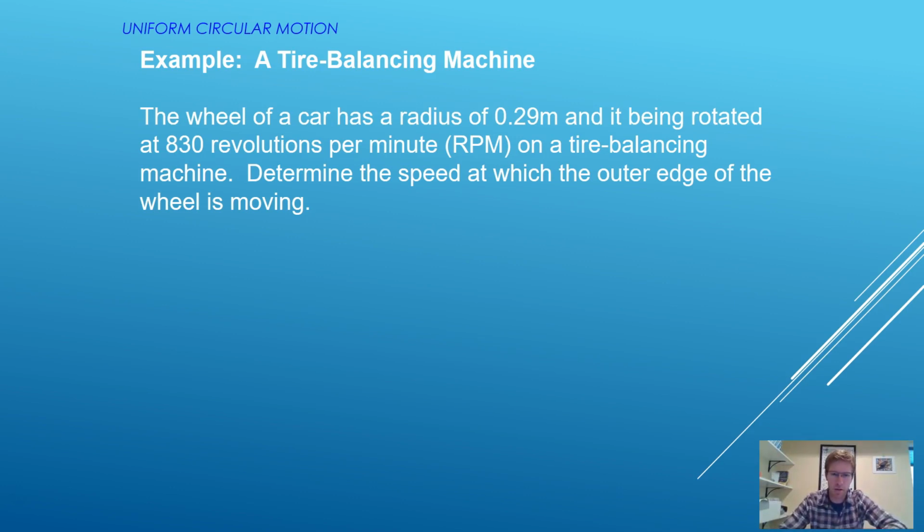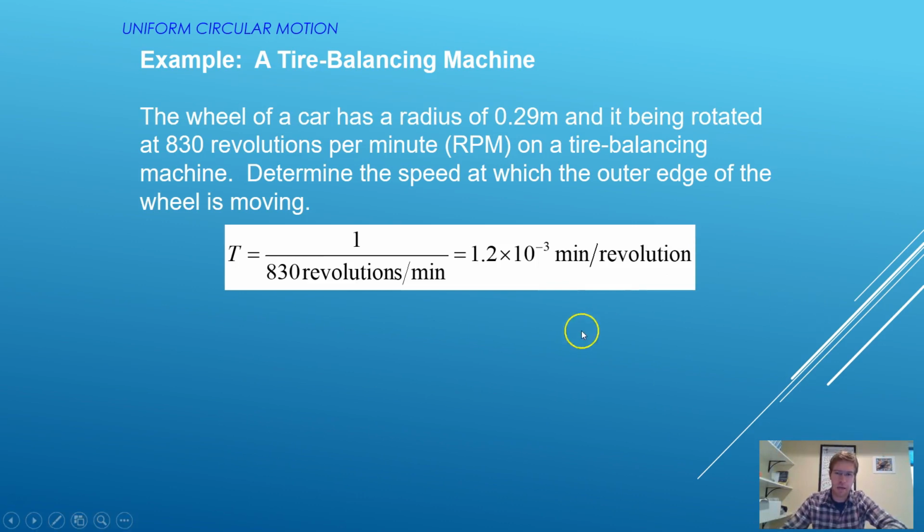I'm going to continue on. To determine the speed, I decided to convert my frequency into a period. You could have just used frequency as we saw in the last slide, but I just want a little extra practice. So I took 1 and divided it by the frequency. But I noticed my units: it's 1.2 times 10 to the negative third minutes per revolution. Since I'm dividing, my units flip-flop, right? The minutes on the bottom become minutes on top. So that's minutes per revolution.